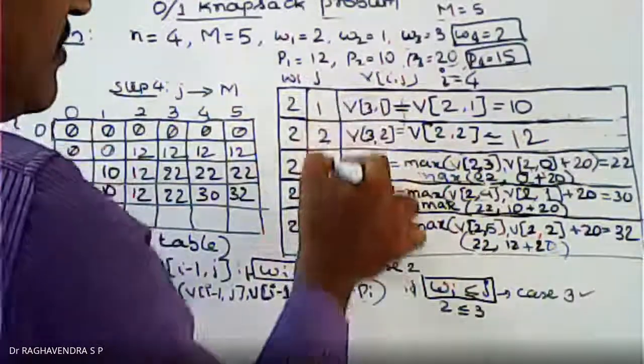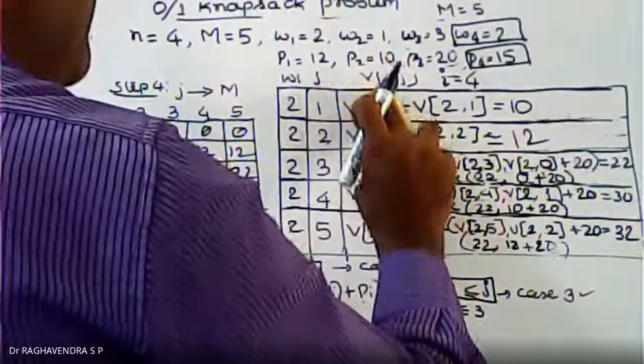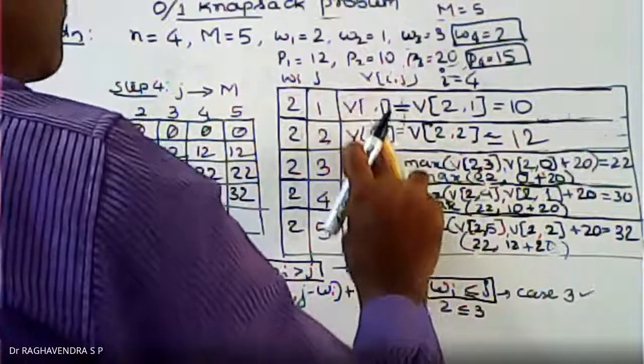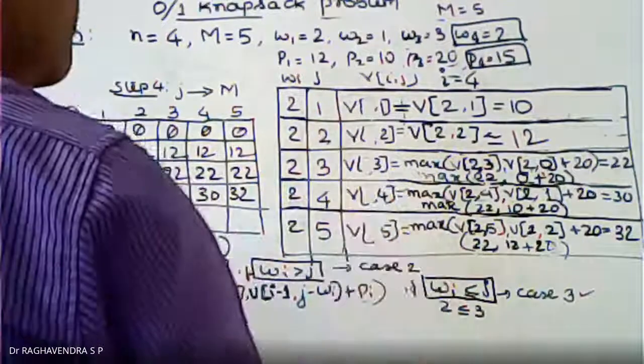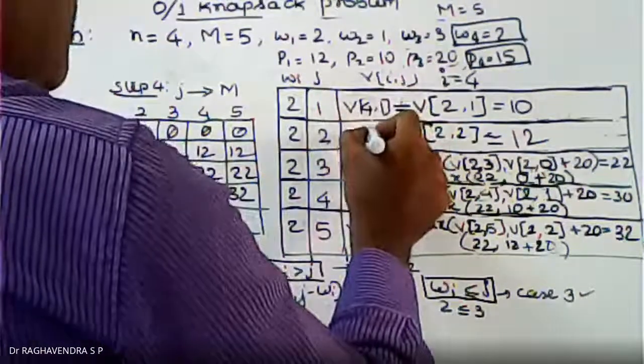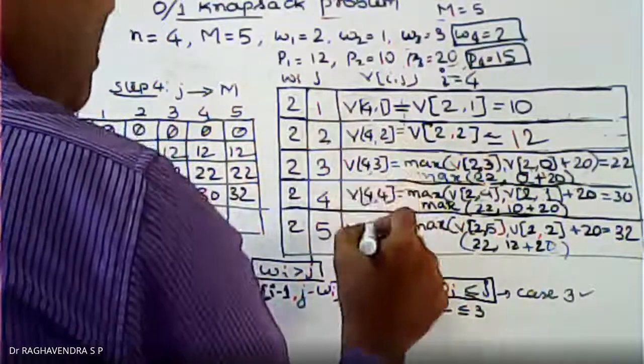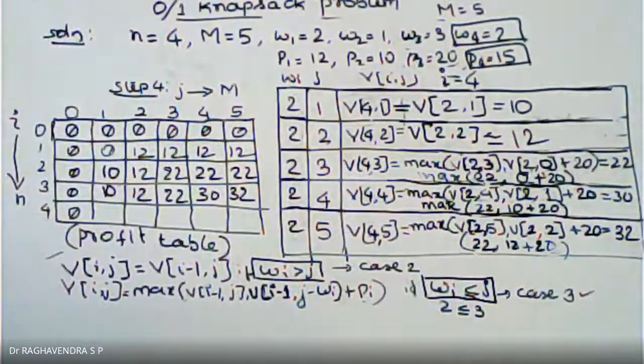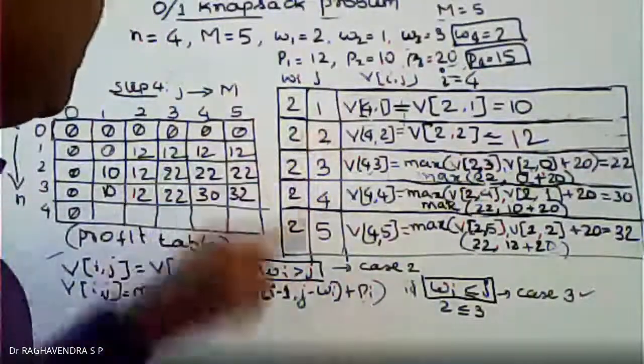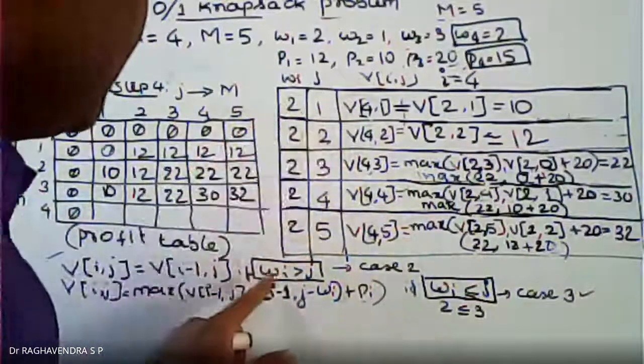And J varies from 1 to 5. And we have to evaluate now: 4 comma 1, 4 comma 2, 4 comma 3, 4 comma 4, and 4 comma 5. Now just take 2 and 1. Which case does it fit, case 2 or case 3? Case 2, because 2 is greater than 1, Wi greater than J.